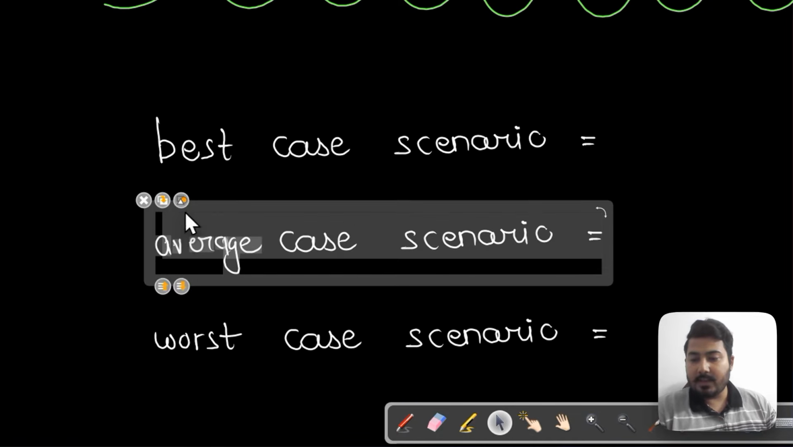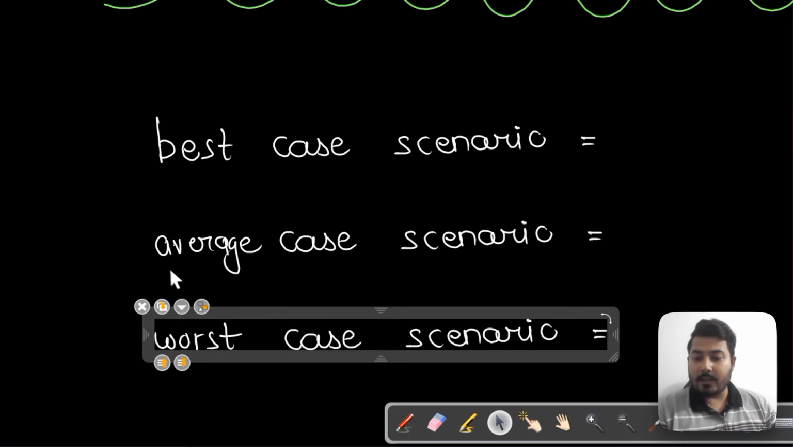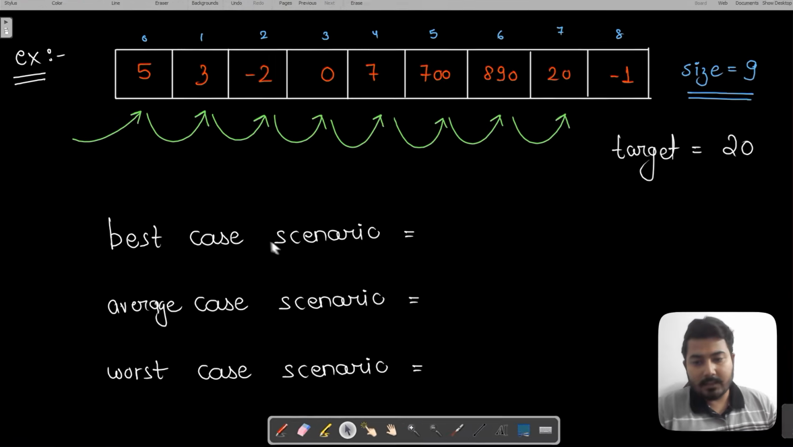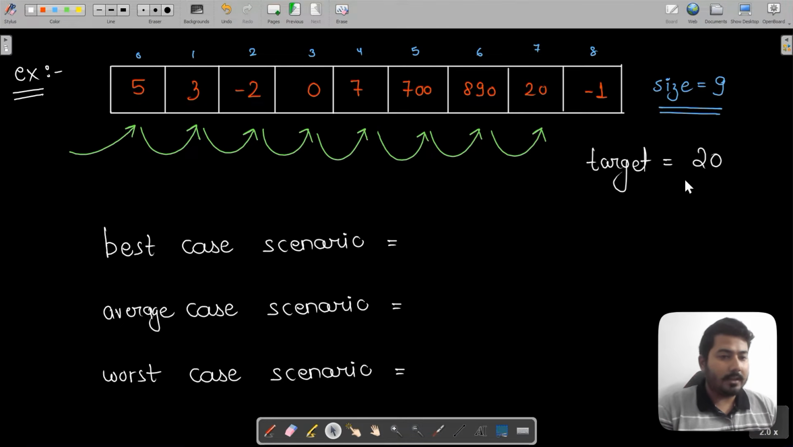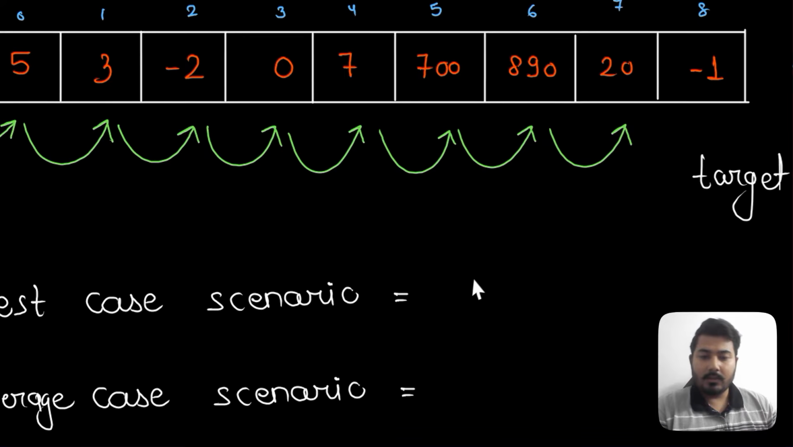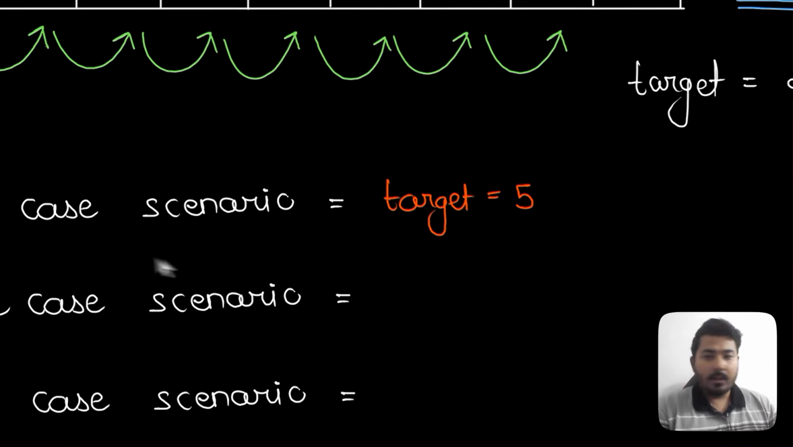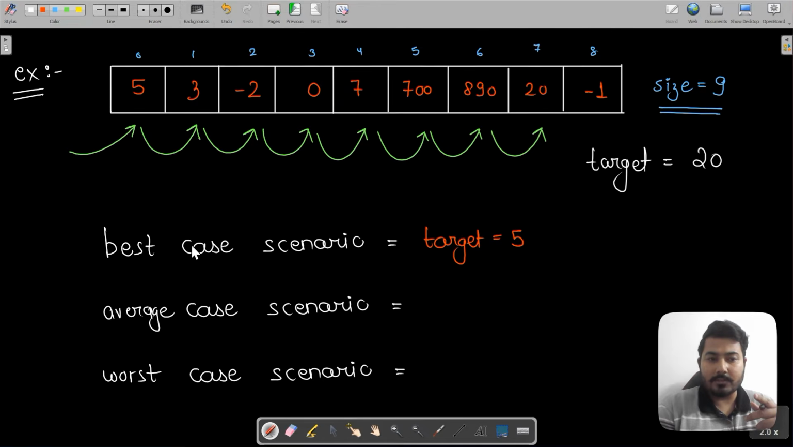We have a best case scenario, an average case scenario, and a worst case scenario. In the best case scenario, let's just assume your target is equal to 5. Now, when you are applying the searching process, you will always start from the 0th index, that means the very first index, as I just told you.